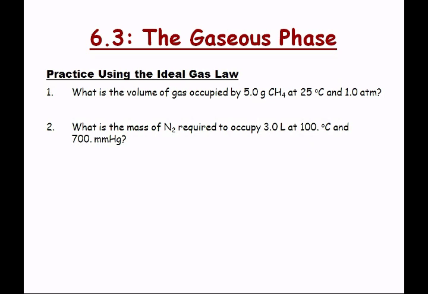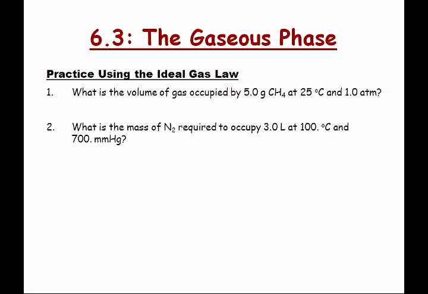Okay? So if you've got methane, and it's 5 grams at 25 degrees Celsius and 1 atm. This is like Pete's methane bubble. It's probably about the size of one of those things. A big one, right? Because that's 7.6 liters. It's kind of big, right? But you might get a good flame out of that thing there. Okay?